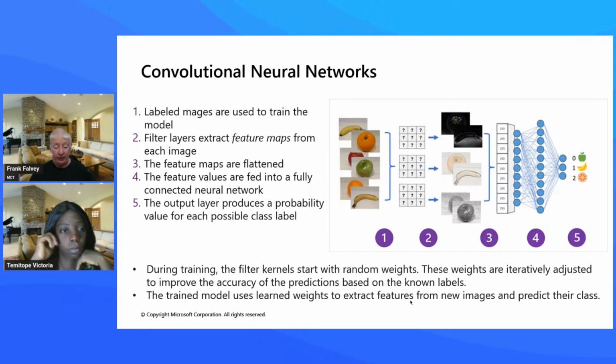The following diagram shows how a CNN for an image classification model works. Number one, images with known labels, for example, 0 apple, 1 banana, 2 orange, are fed into the network to train the model. And number two, one or more layers of filters.